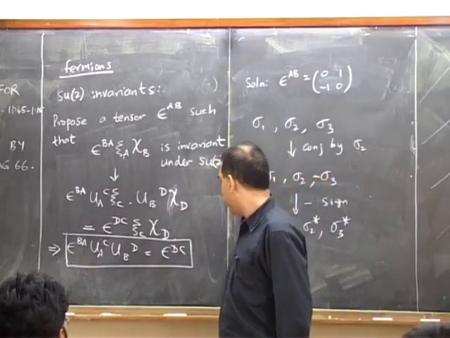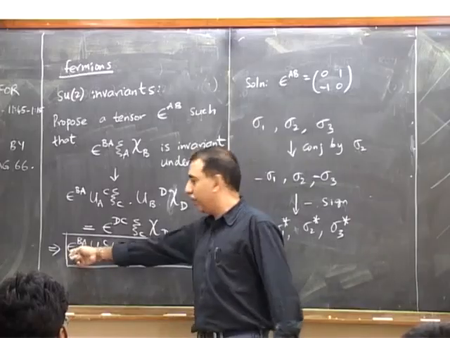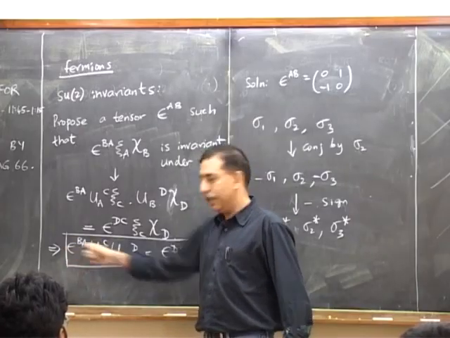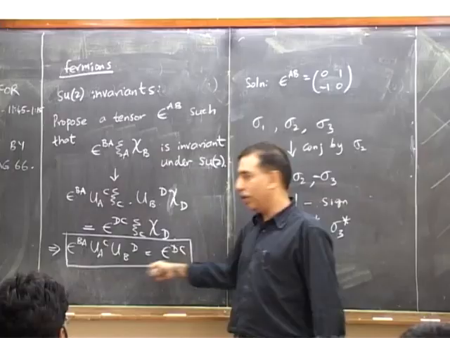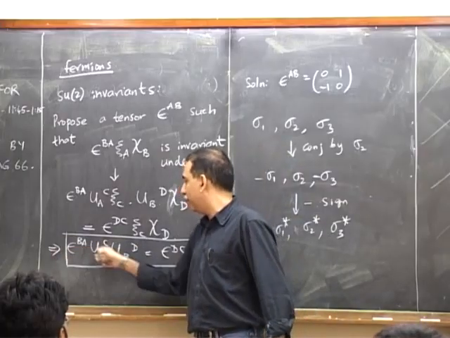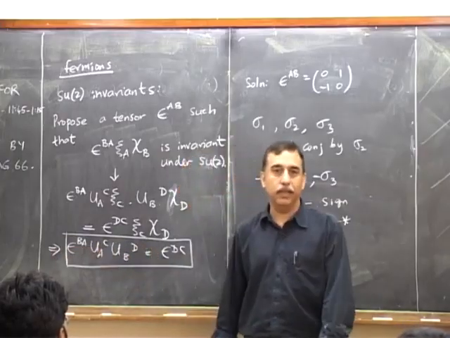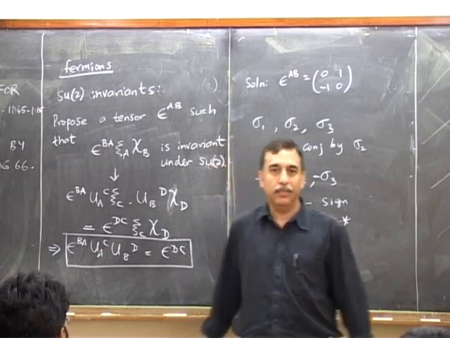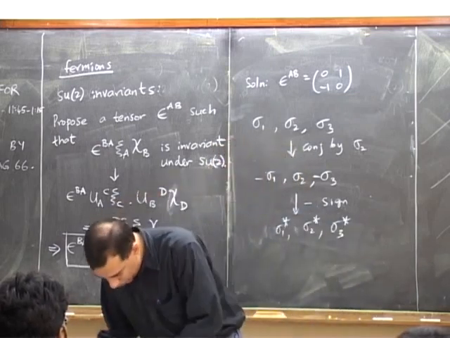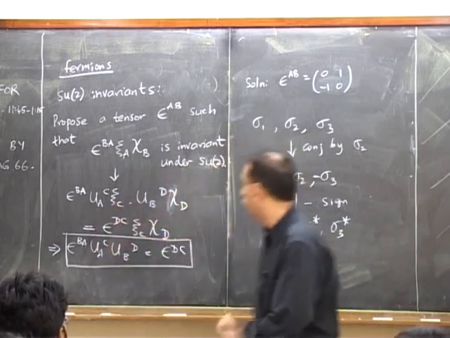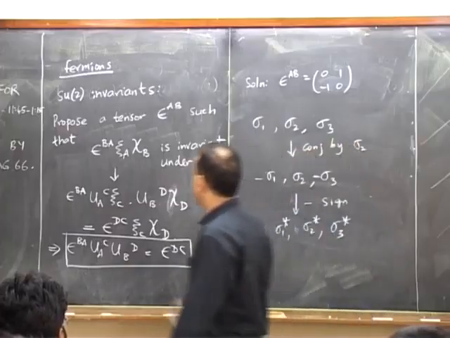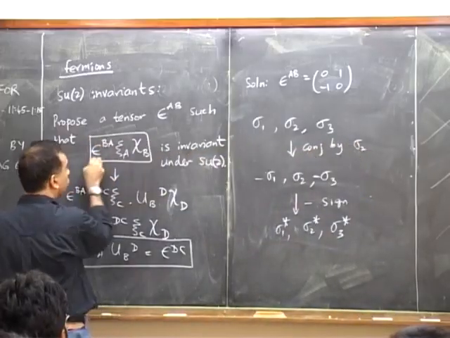In fact, you contract with epsilon on both sides. Then epsilon with epsilon will give you a 2, so you put a half, so you have half epsilon, epsilon this, and that's actually the determinant being equal to 1. Much better. Okay. Good. So what we've learned is that this thing is invariant.